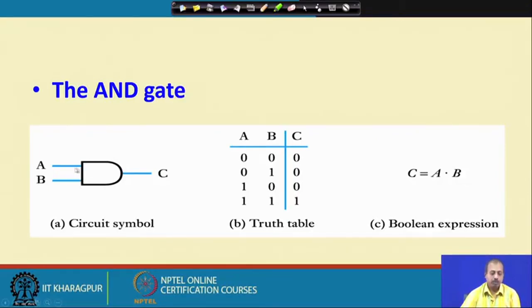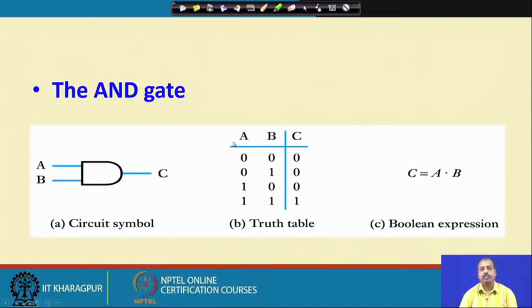Now, there are 2 inputs coming to it and 1 output going out of it. An AND gate always has 1 output, but the number of inputs may be more. In this particular example, we have a 2 input AND gate. If there are more inputs, more lines will be connected to the input side. This is the input side, this is the output side. This same circuit symbol can also be represented in the form of a truth table.